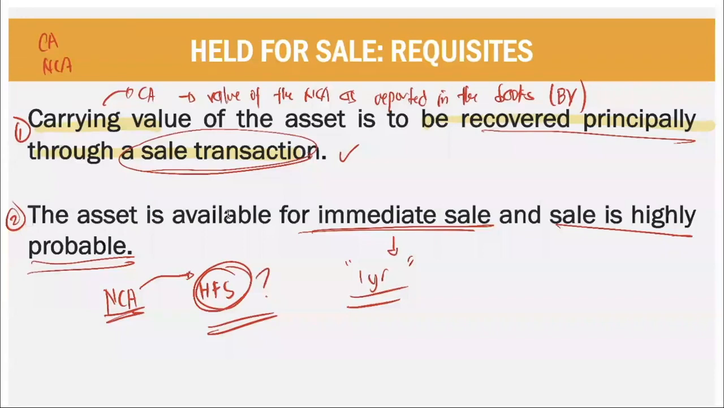Example, we have your equipment. Okay, equipment is a non-current asset. And then suddenly you want to sell it and the sale is immediate and highly probable, then we can say it is held for sale. So PFRS 5 applies once you determine that your non-current asset is to be sold and it will be through a sale transaction that is immediate and highly probable. Okay, so we're done defining what is an immediate sale.